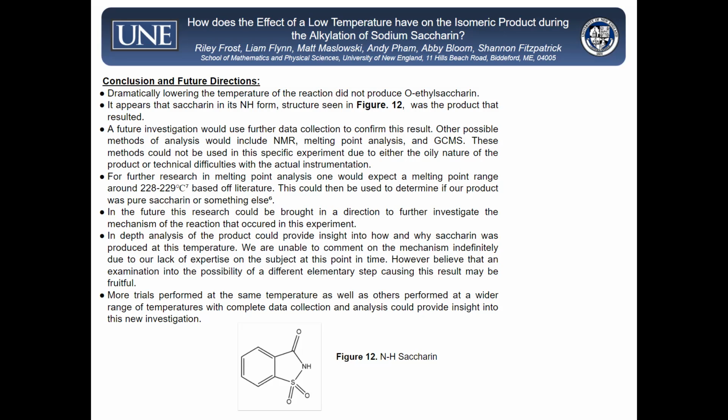We are unable to comment on the mechanism definitively due to our lack of expertise on the subject at this time. However, we believe that an examination into the possibility of a different elementary step causing these results may be helpful. More trials performed at the same temperature, as well as others performed at a wider range of temperatures, with complete data collection and analysis would definitely provide insight into this new investigation.